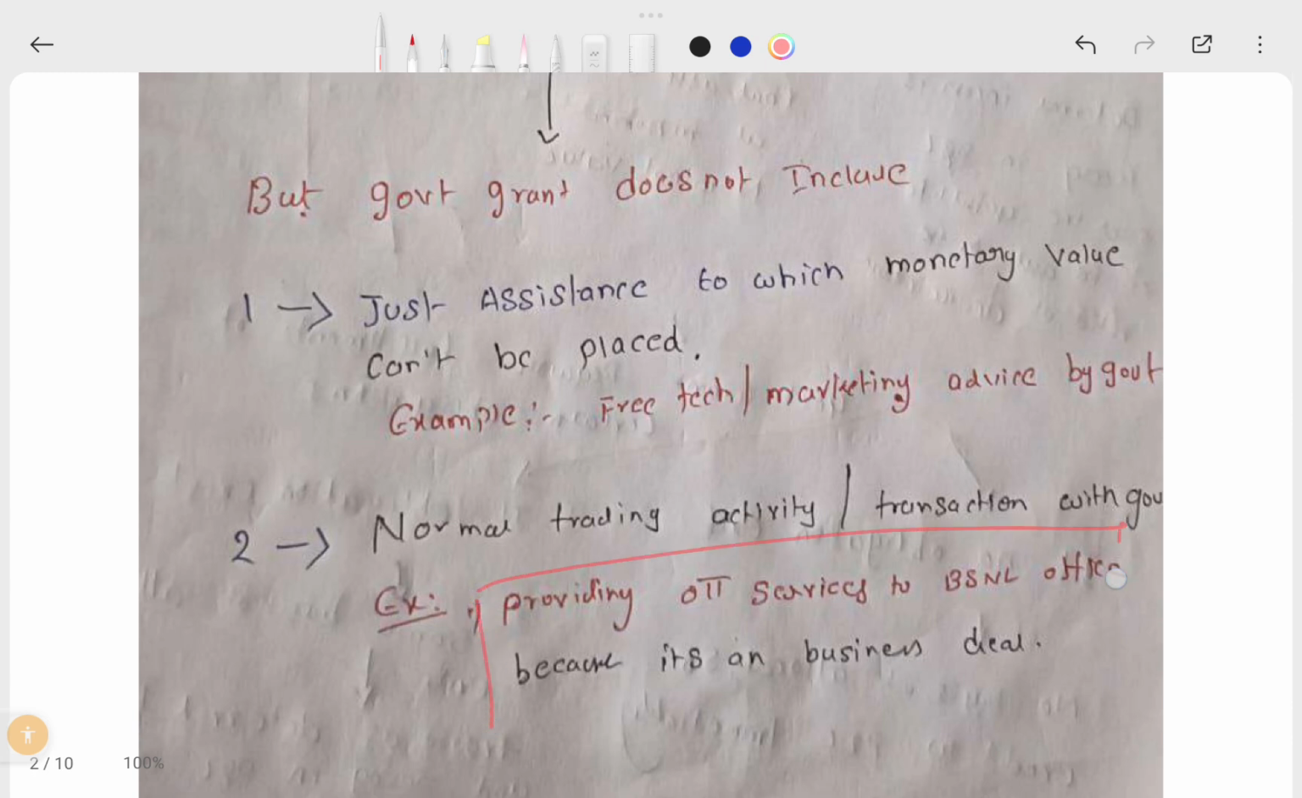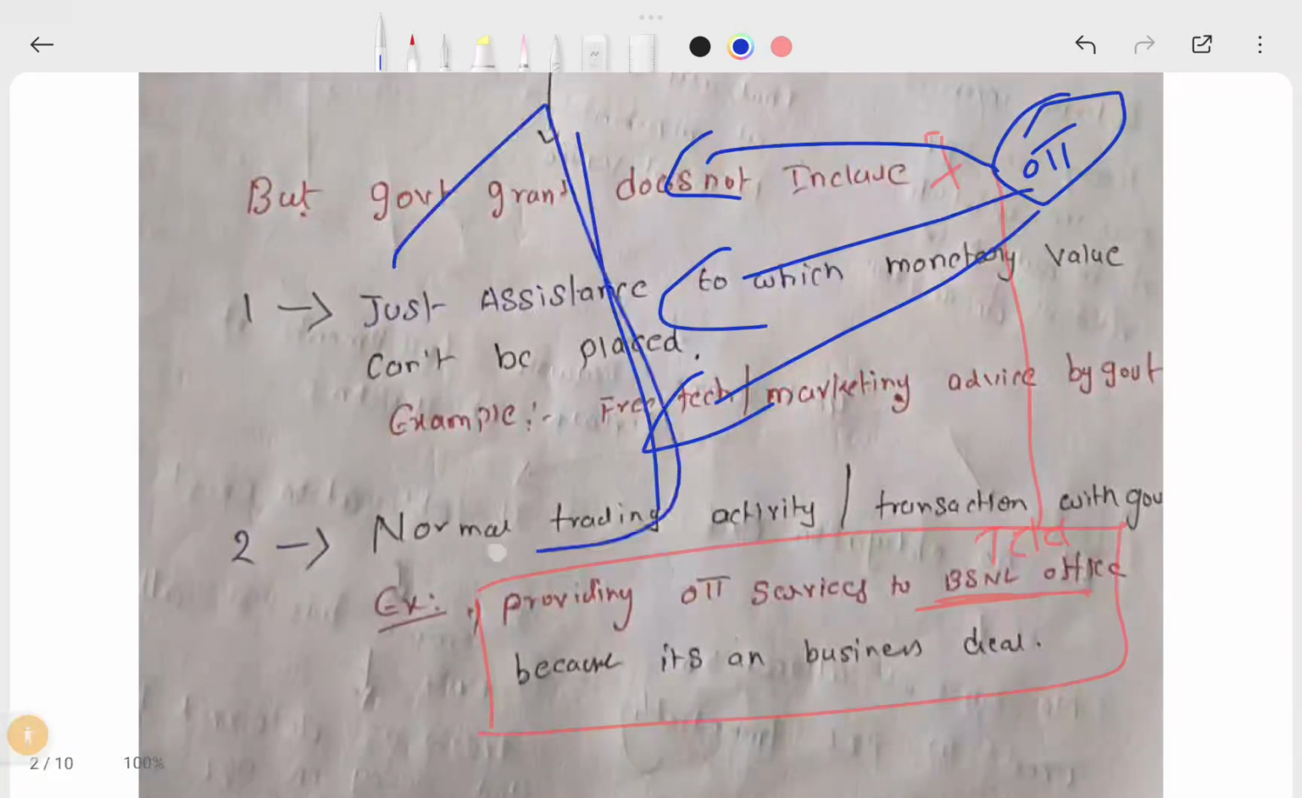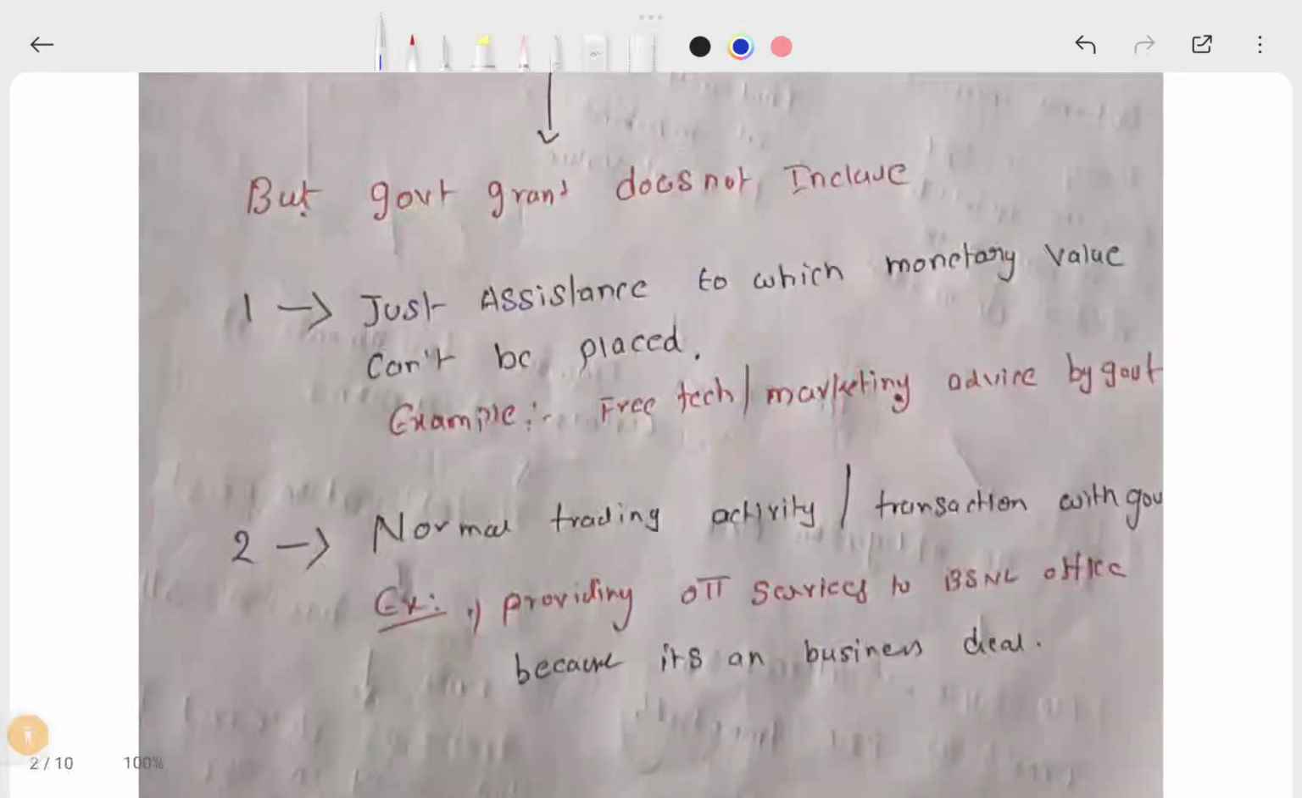Suppose one more example: a BSNL office. For them, they need some entertainment package along with the telephone provider. Suppose they provided internet only, and now they started to provide OTT channels also. For the OTT channels they might go to content providers or aggregators to get this content. That is generally business to the BSNL team, so it is a normal course of business. This is not a government grant. I hope you understand.